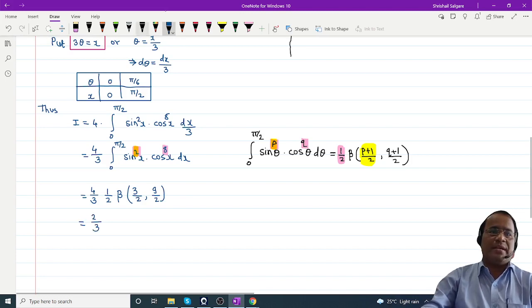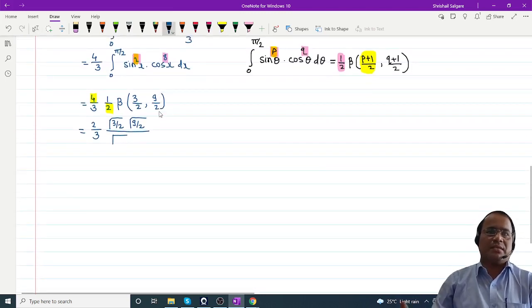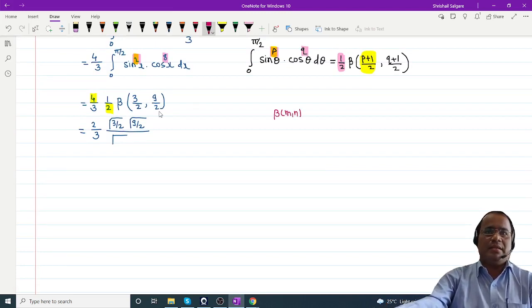So why am I writing 2 by 3? Because you have this term 4 divided by 2. And for the remaining, using a relation between beta and gamma, it can be written as gamma of 3 by 2, gamma of 9 by 2 divided by gamma of 3 by 2 plus 9 by 2. I have to write the property: beta m n is given by gamma m into gamma n divided by gamma of m plus n. What is the addition of 3 by 2 and 9 by 2? It is 6.